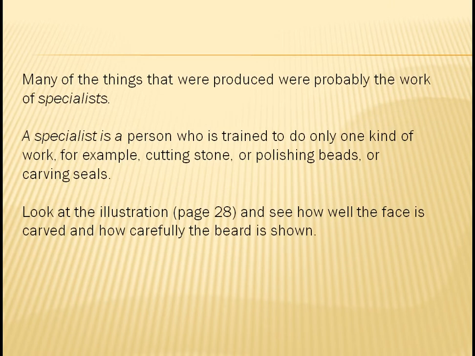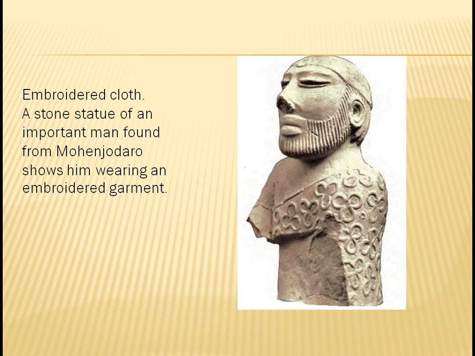So many of these things that were produced were probably the work of specialists. A specialist is a person who is trained to do only one kind of work. For example, cutting stone or polishing beads or carving seals. So look at the illustration, page number 28. See how well the face is carved and how carefully the beard is shown. Okay? Let's see. Right? Embroidery cloth you can see, right? Showing him wearing an embroidered garment.